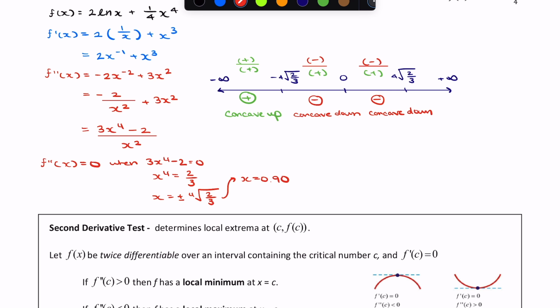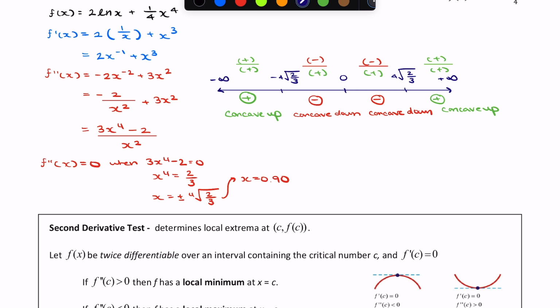And finally, from fourth root 2 over 3 to positive infinity, something like 1, sub in 1, you get positive in the numerator and positive in the denominator. And so the overall function will be positive, or concave up.